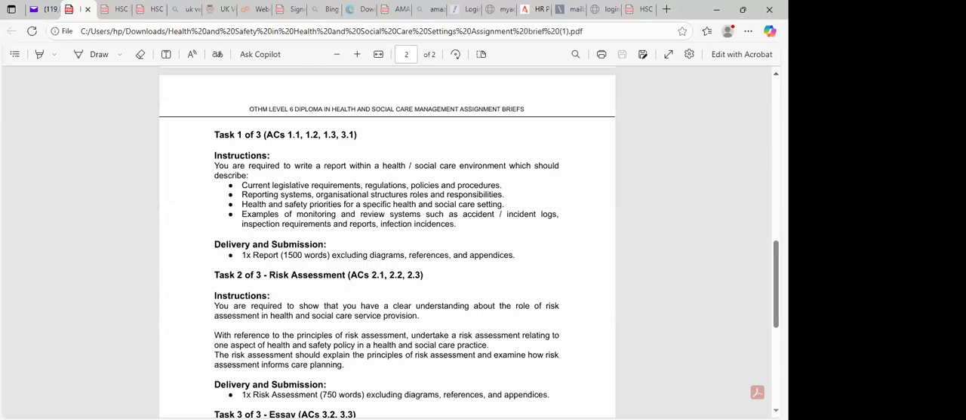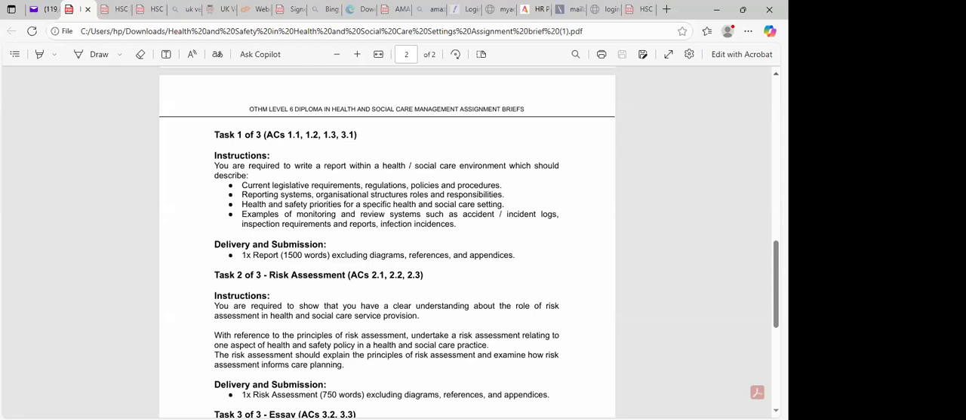Like the control of hazardous substances, what do we call that? COSHH. I think they are designed for employees exposed to hazardous substances such as cleaning agents and all. Cleaning, yes, cleaning and medications. They are in charge of medications too.